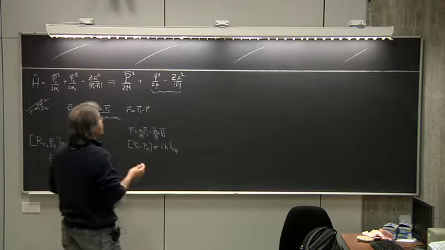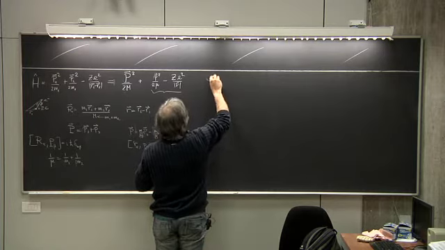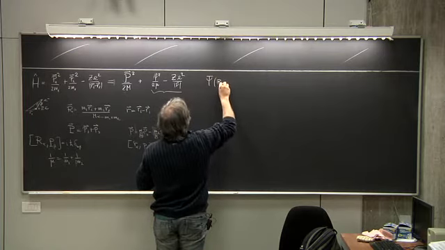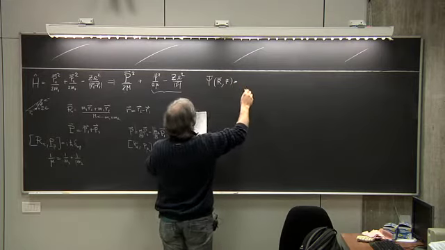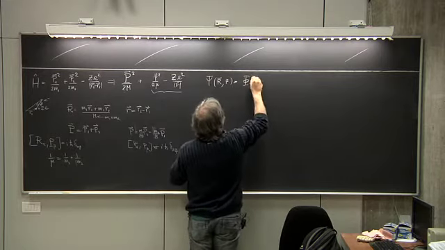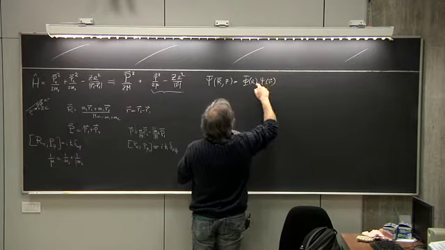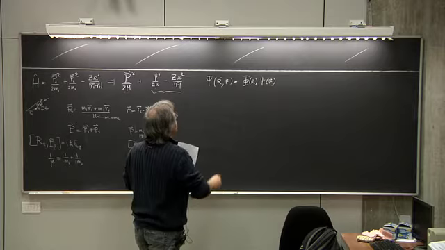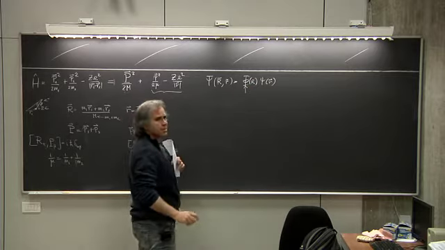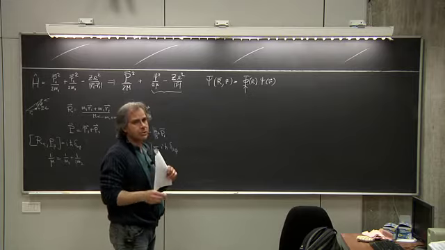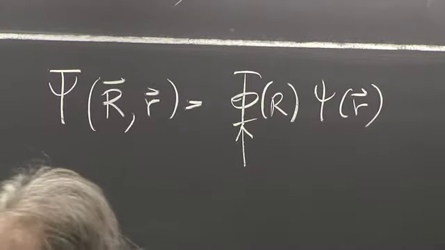So in principle, you can write the wave function in terms of R and r to be just a sum wave function for the center of mass times some relative wave function. And what is this, by the way? It's a plane wave, right? You might say, okay, but it's not normalizable. We have addressed this issue at length.